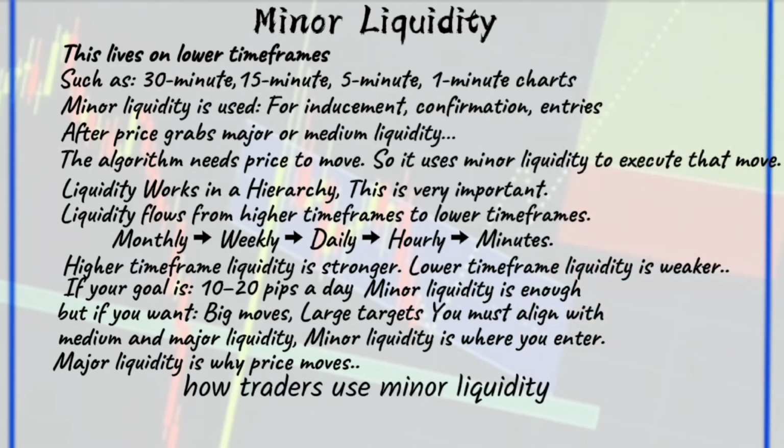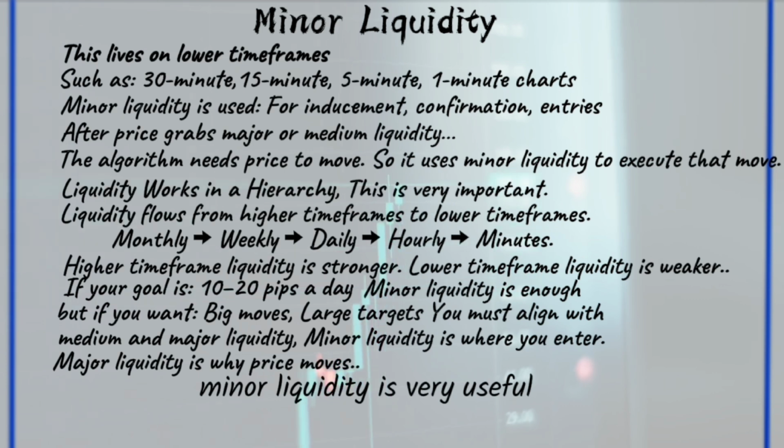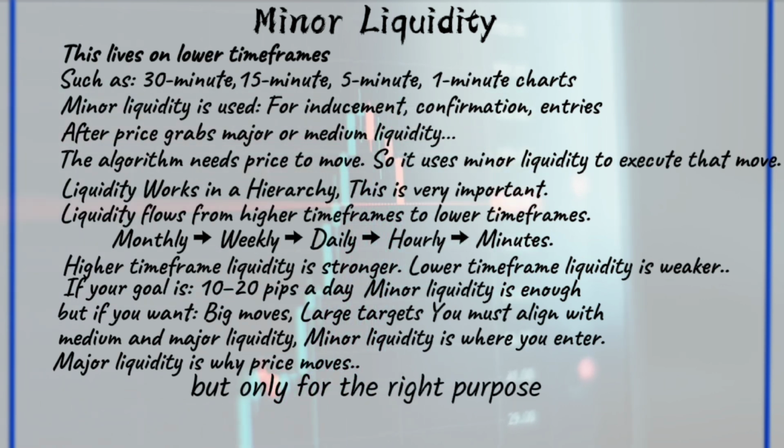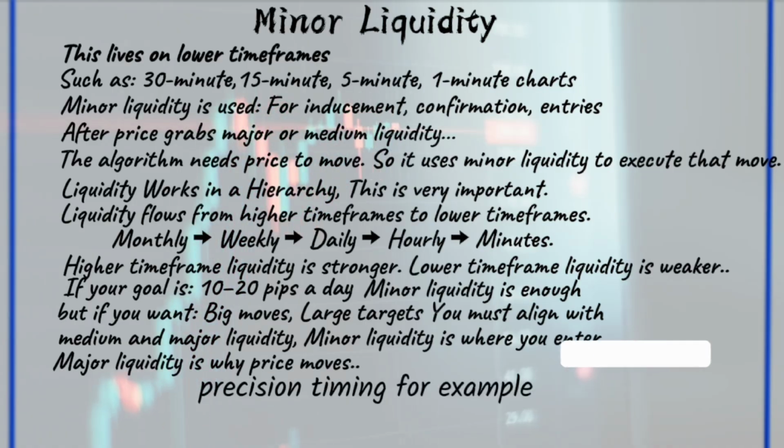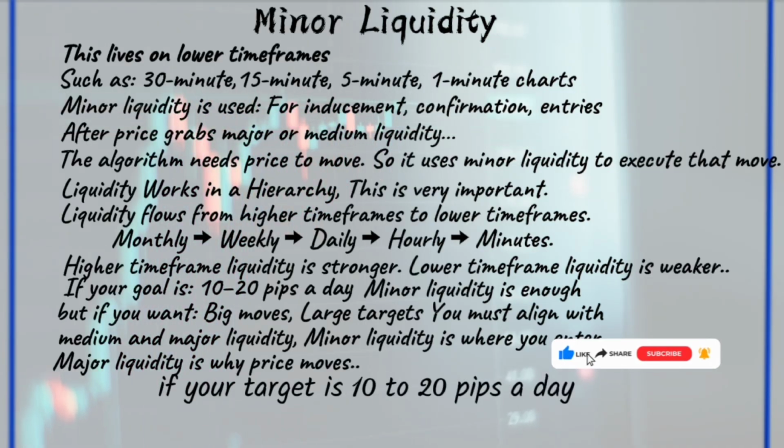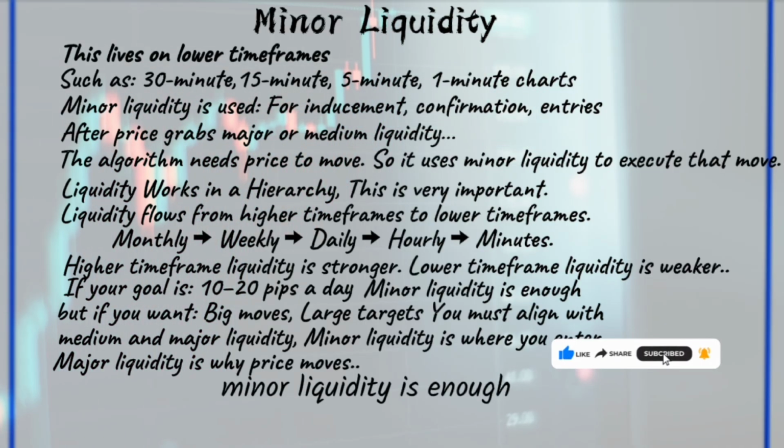How traders use minor liquidity. Minor liquidity is very useful, but only for the right purpose. You can use it for entry confirmation, scalping, precision timing. For example, if your target is 10 to 20 pips a day, minor liquidity is enough.